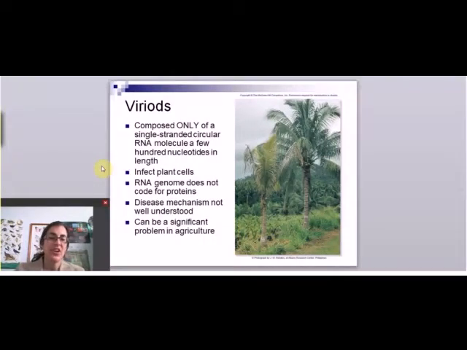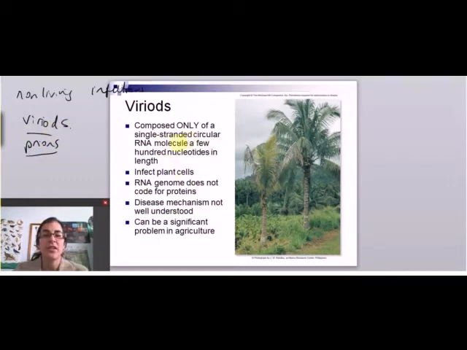Viruses are not the only non-living infectious particles in the natural world. There's two other types of infectious particles that we've discovered in recent years. So these are non-living and infectious. And there's two things that we've discovered: viroids and prions.